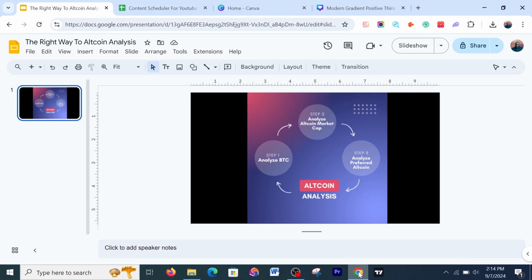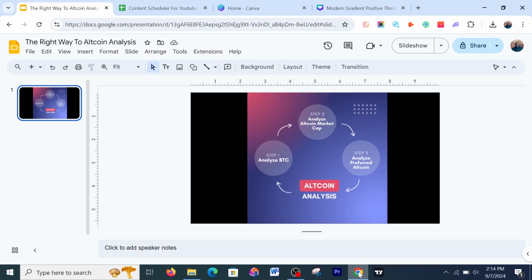Then step two is to analyze altcoin market cap, because most of the times the market cap would show you, based on technical analysis, if a sell-off is about to occur. So if you analyze the altcoin market cap, most of the times you may be able to get information that will enable you to stay out of the market, or at least use a tight stop loss.